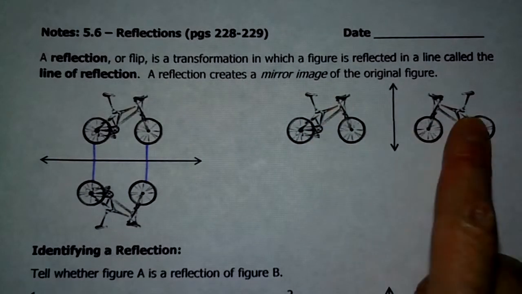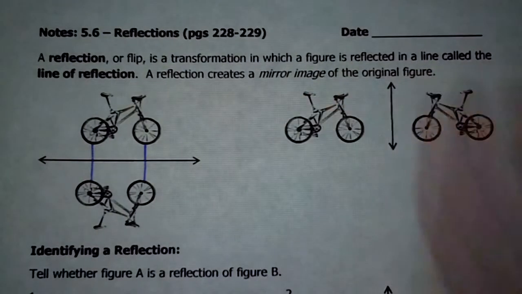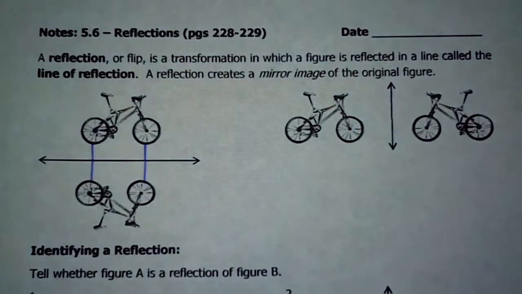So again, I didn't just slide the bike over. If we slid the bike over, it would be facing the same direction that it is here. We flipped it over so that here's the front tire, here's the front tire. They're looking in the mirror at each other. So now let's try that with actual shapes.